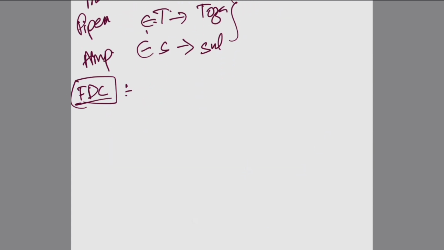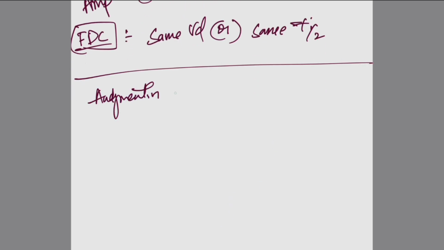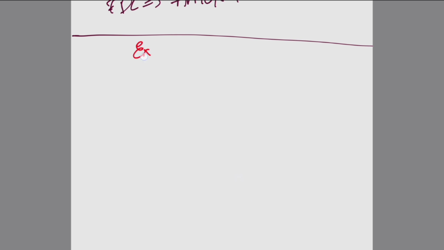When drugs are combined, these two drugs should have the same volume of distribution or the same half-life. The drugs used in making these fixed dose combinations should have the same volume of distribution or the same half-lives. Another thing, we have Augmentin, which is a trade name of a fixed dose combination, amoxicillin plus clavulanic acid.